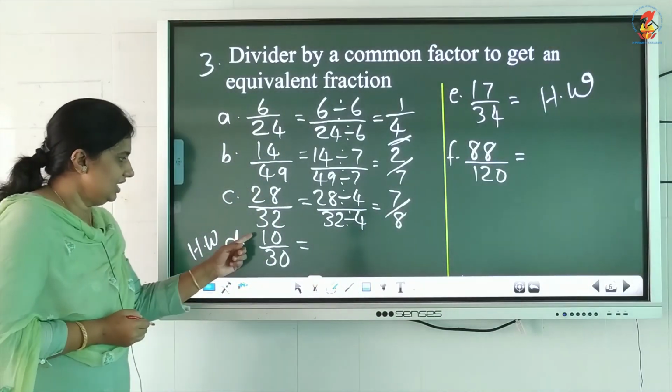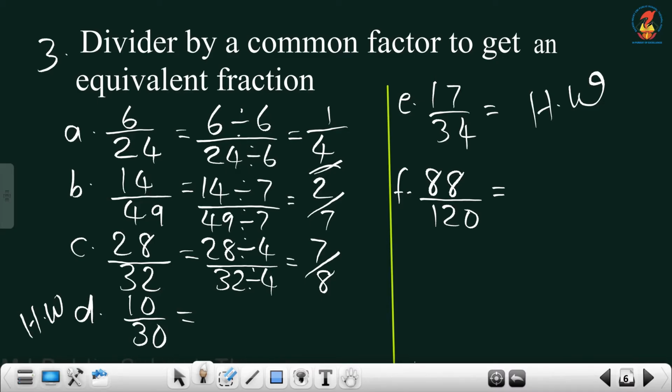Is it? Then 10 by 30, that is your homework. 17 by 34. And 88 by 120, that I will give in the class, bigger numbers, right?